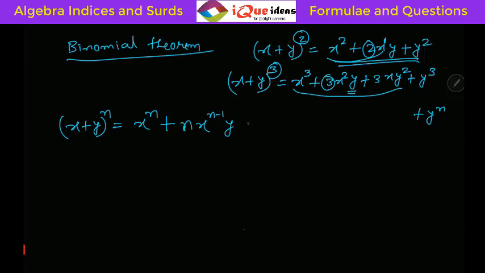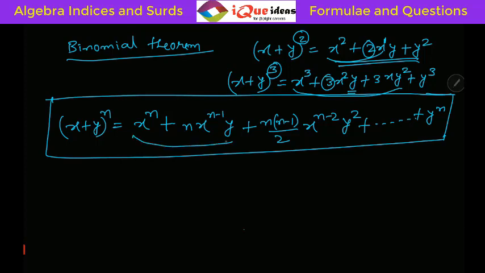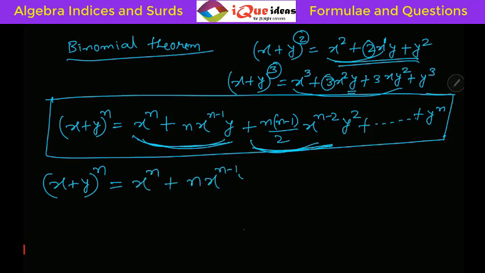Okay. And the next term is going to be n into n minus 1 by 2 into x raised to n minus 2 into y square, and so on. It will continue. Now for our questions, only the first two terms are important. If you memorize the third term, it is good. So I repeat, x plus y whole to the power n: just memorize that the first term is x raised to n, the second term is n, x raised to n minus 1, y, and the third term is n into n minus 1 by 2 into x raised to n minus 2 into y square. You don't need to go further. Okay, just memorize these three terms.